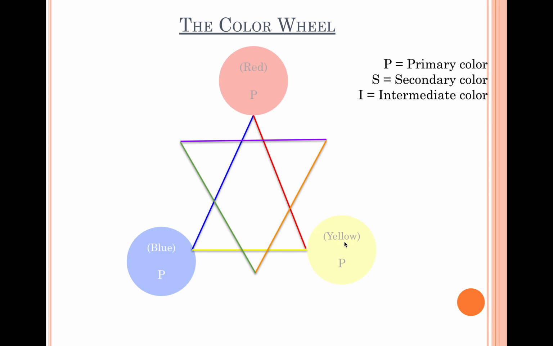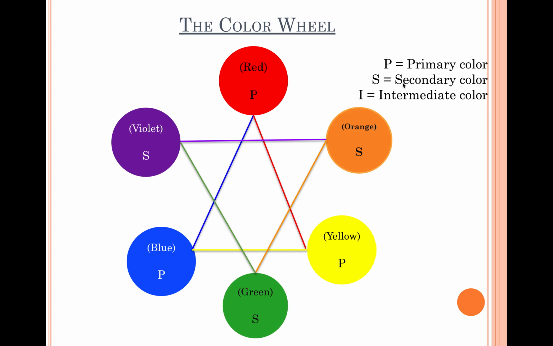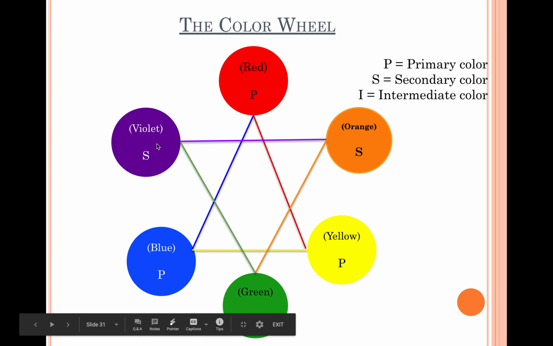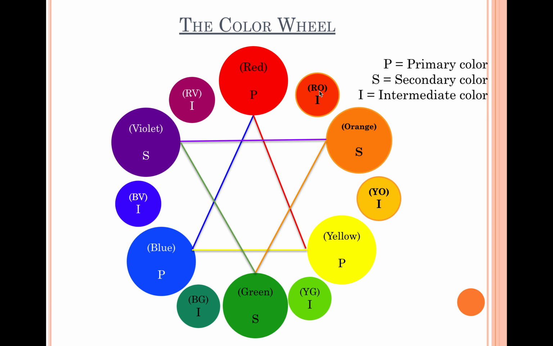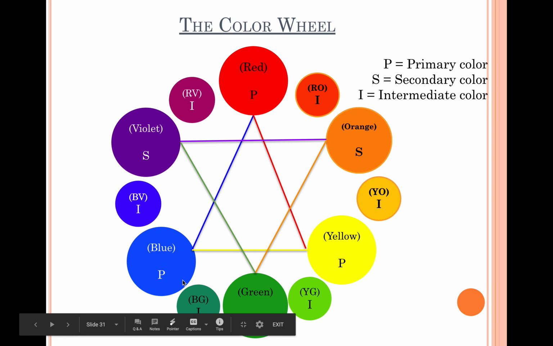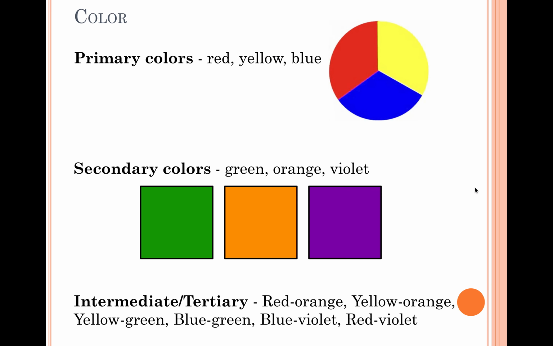All right, so color wheel. We've got our three primary colors, red, yellow, and blue. So P stands for primary. And then we've got our secondary colors. So S stands for secondary. That is orange, green, and violet. And then we have our intermediate colors. That's the colors in between. So these are just the abbreviations: red-orange. You always say the primary color first. Yellow-orange, yellow-green, blue-violet, and red-violet. And this is our color wheel.